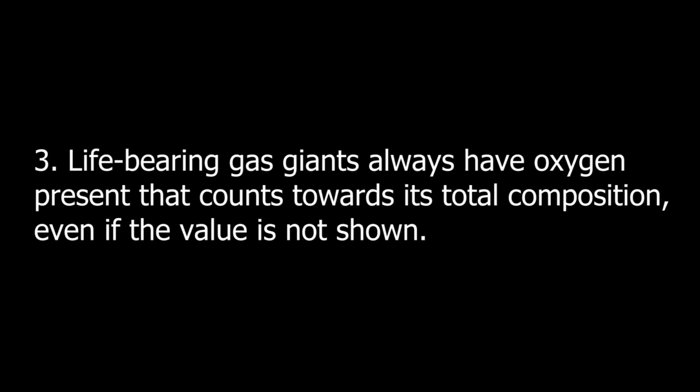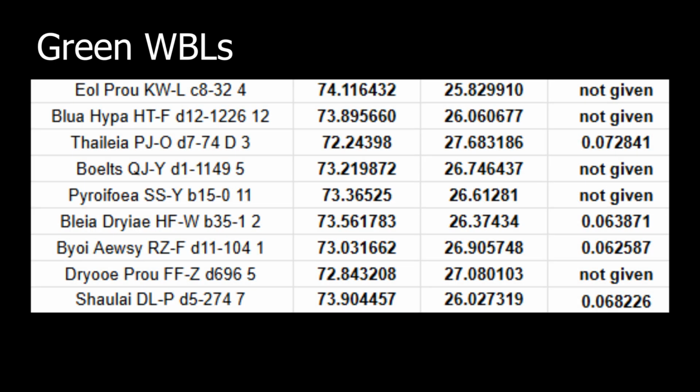Third, for gas giants bearing life, there is always oxygen present that counts toward its total composition, even if the value itself is omitted from being displayed in the system map and in the scan event written in the journal. There doesn't seem to be a specific number where this value no longer shows up, because the lowest I found displayed was 0.068226, but when subtracting the total composition for life-bearing giants where oxygen isn't displayed from 100, it occasionally gave me values that were greater than 0.07.